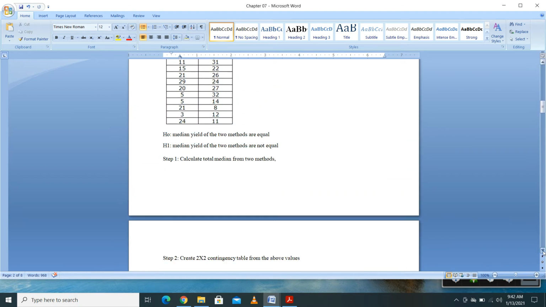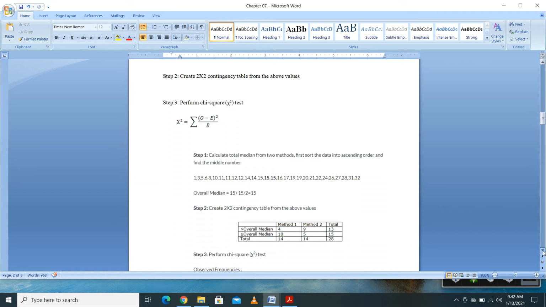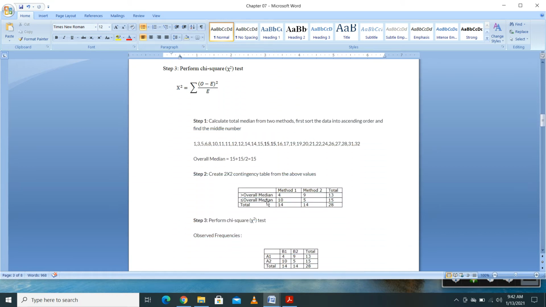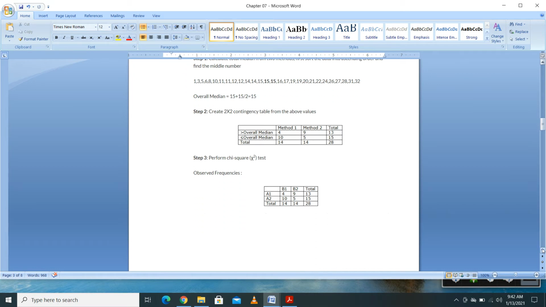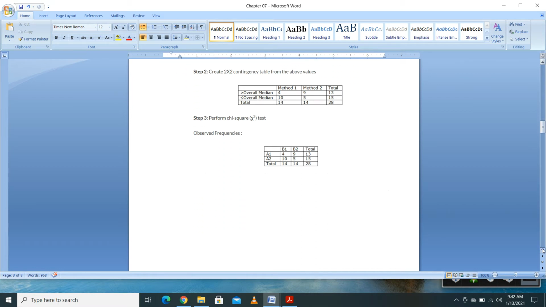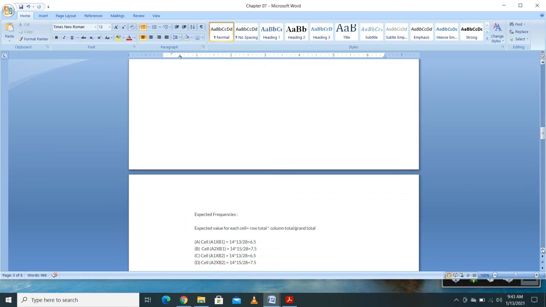By looking at the table, the original data set here, you can do that. Likewise, we have to check how many values are less than or equal to the overall median and how many are coming from method 1 and how many are coming from method 2. So these are the observed frequencies we get by looking at our data set. And then we have to calculate the expected frequencies.